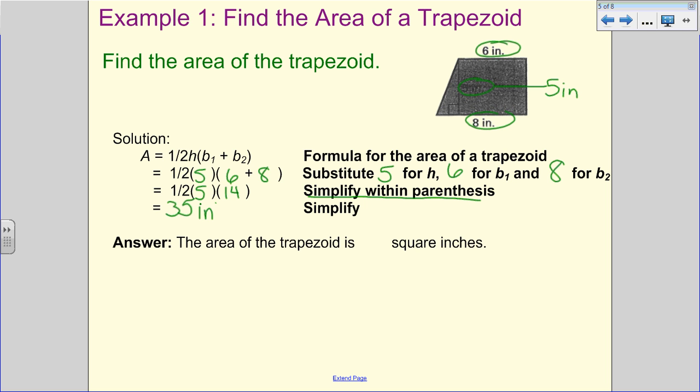and this is area, so we need to get inches squared. Guys, we really have to work on that. We have to make sure that we're recognizing squared units as being our label for area. So the area of this trapezoid is 35 square inches.